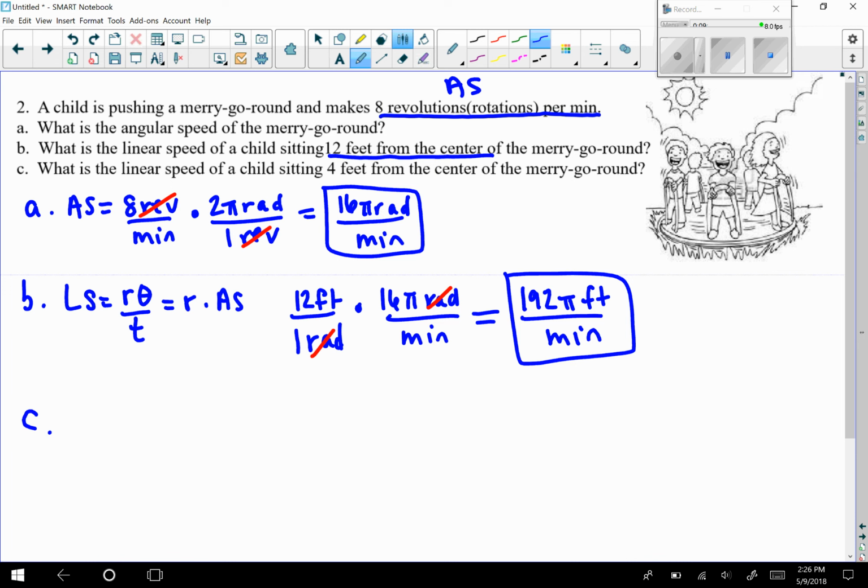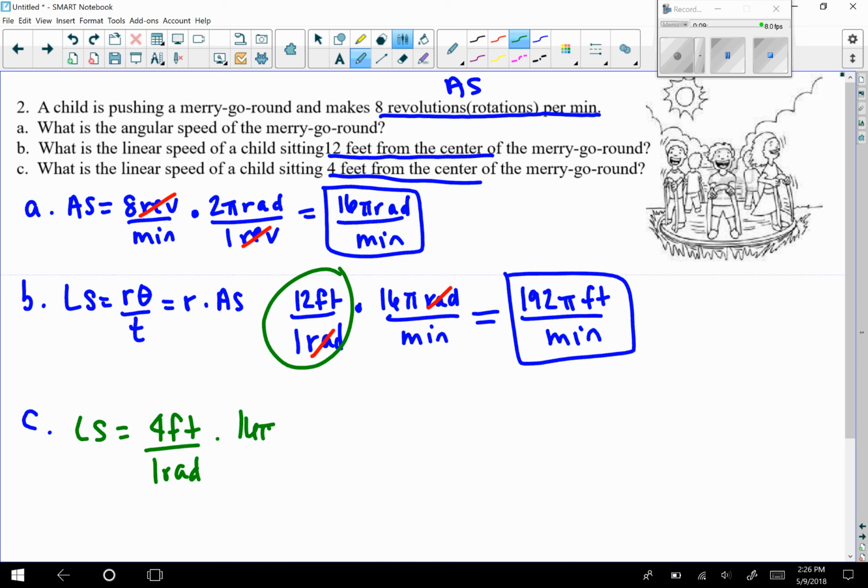So then for C, it says, what is the linear speed of a child sitting 4 feet from the center? So it's essentially the same. The only difference is that we're changing this portion right here. Instead of being 12 feet, we're going to use the 4 feet. So we have the linear speed is equal to 4 feet per 1 radian times 16 pi radians per minute, which gives us 4 times 16 pi. So 4 times 16 pi gives me 64 pi feet per minute.